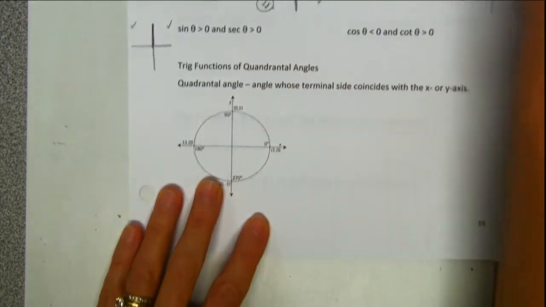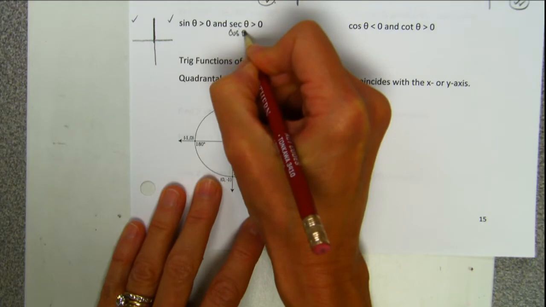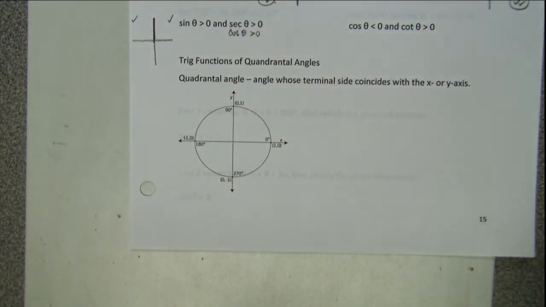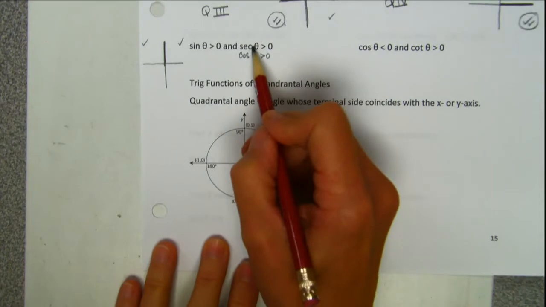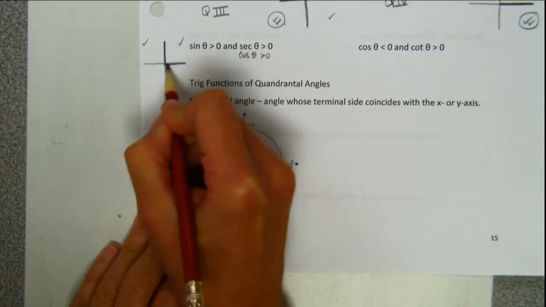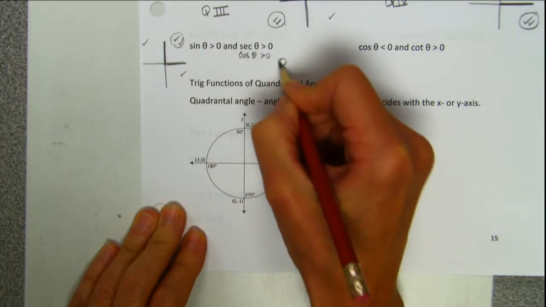Where are my secants positive? Well, secant is the flip of cosine, and just because you flip something doesn't change its positivity or negativity. That doesn't change. So this is asking the same thing as if your cosines are positive. My cosines are positive where my x's are positive. That's here and here. Quadrant 1.